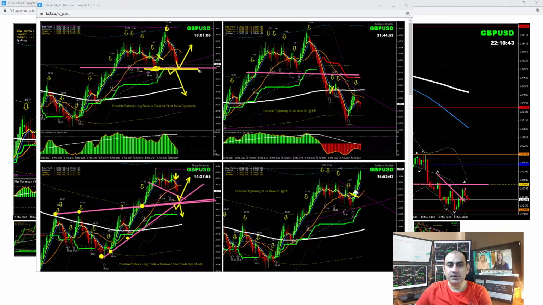But if you don't see the pullback, and if the price is going to break the previous low, and after the breakout, as mentioned in the analysis, if we develop a pullback or retest, then we're going to take a short trade here.